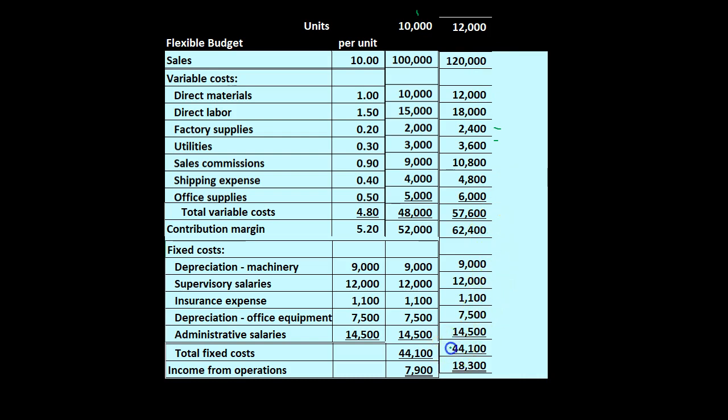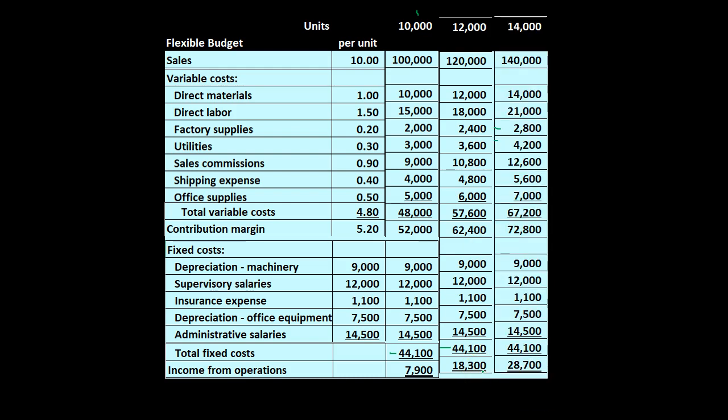Fixed costs, once again, are the same. They're fixed. And then if you subtract that out, we would have the income from operations 18.3. And of course, again, we could do this for any level of units. That's why it's flexible. So this flexibility is really helpful for us, one, to plan the budget.